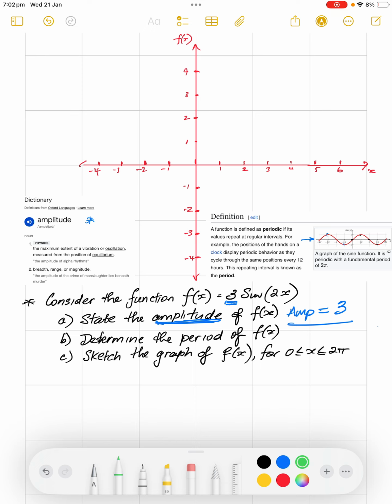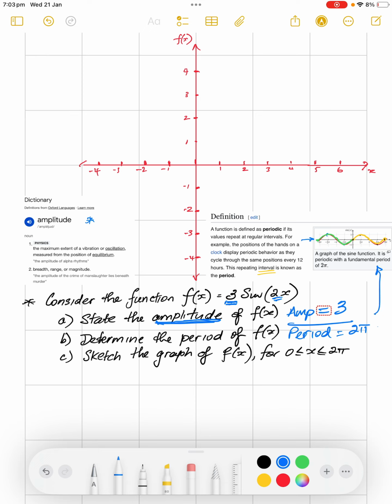So here, this interval from here repeats again, and that is 1 period, and then it repeats again, and that's the second period. And this interval, how long does it take to repeat? If it starts at 0 and goes to the end of its repeating cycle at 2 pi, then we say the period equals 2 pi.